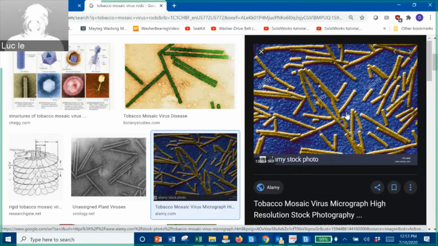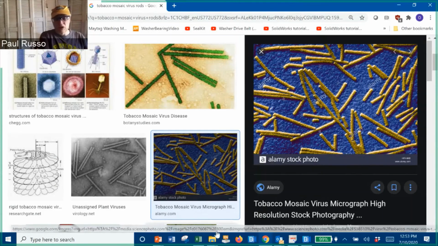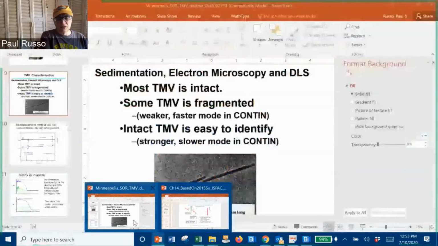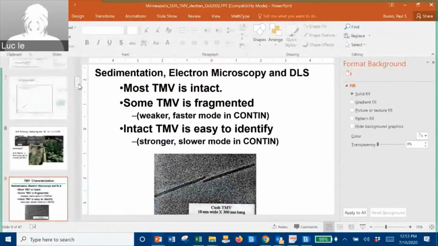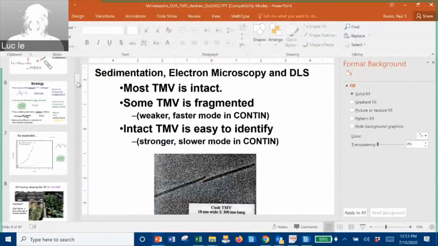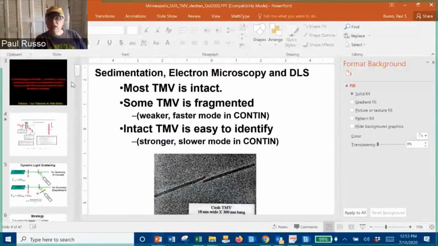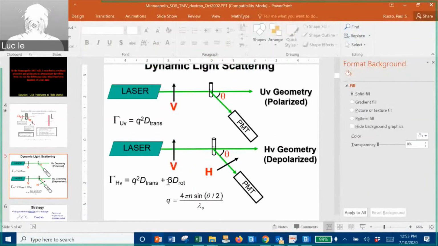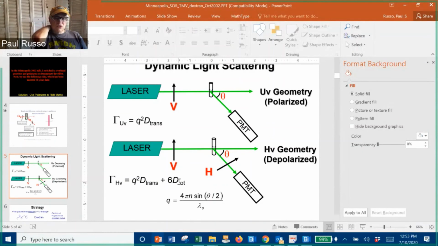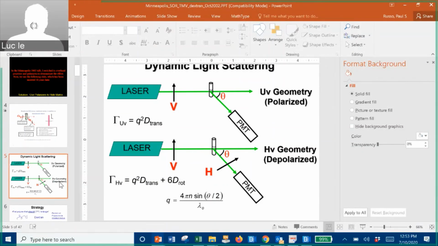But what I'm interested in also is, now I should be viewing the PowerPoint again. Is that right? Yep. Okay, so if we go look at this equation, for things that depolarize light strongly enough, you can just do the zero angle experiment totally on its own.